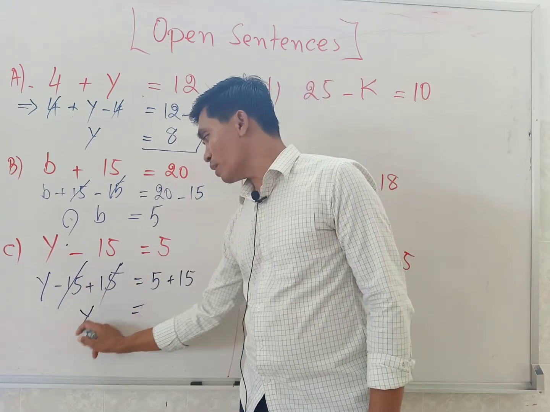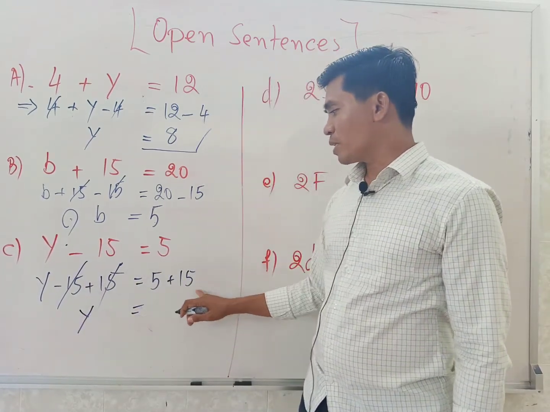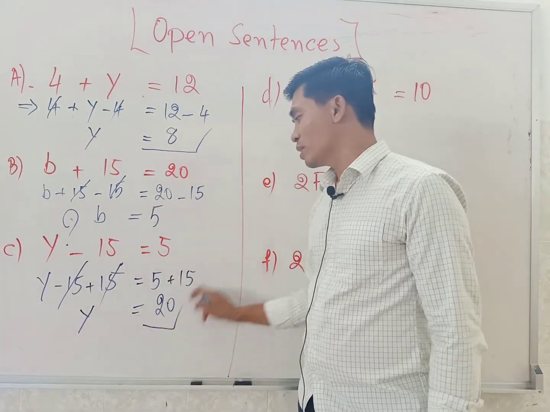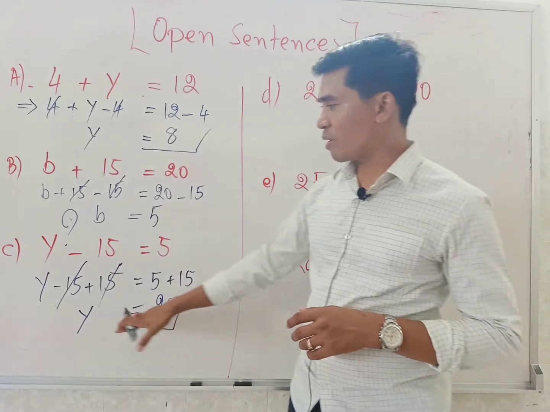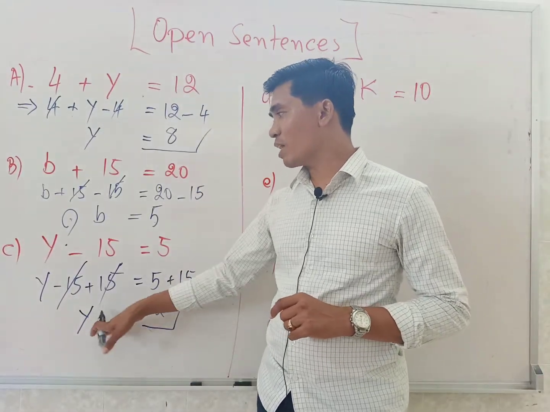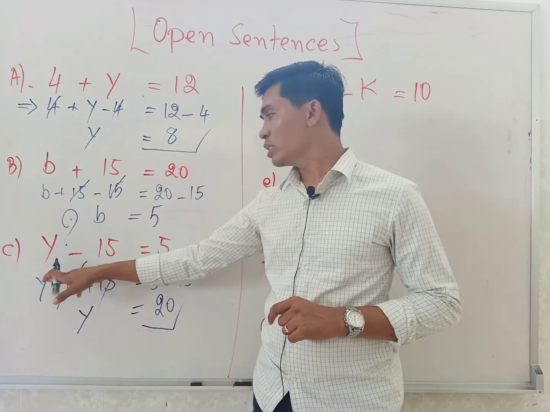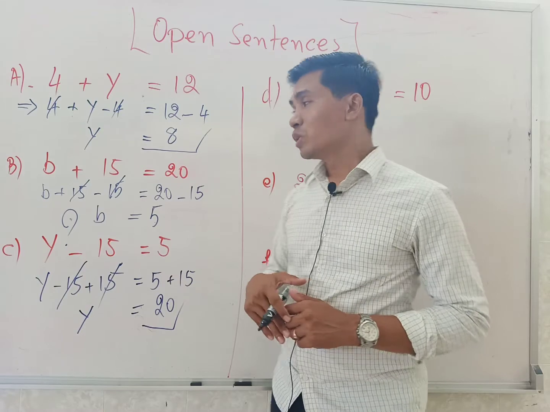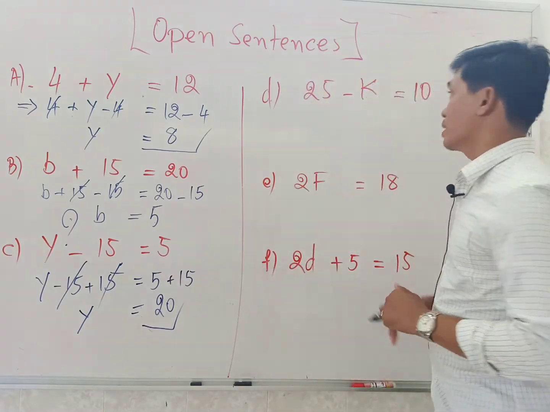So we have y here equals 5 plus 15 is 20. Okay, so now we have the value of y. Y is 20. So when you replace y with 20, we have 20 minus 15, the answer is 5. Okay, so now we move to the other exercise.